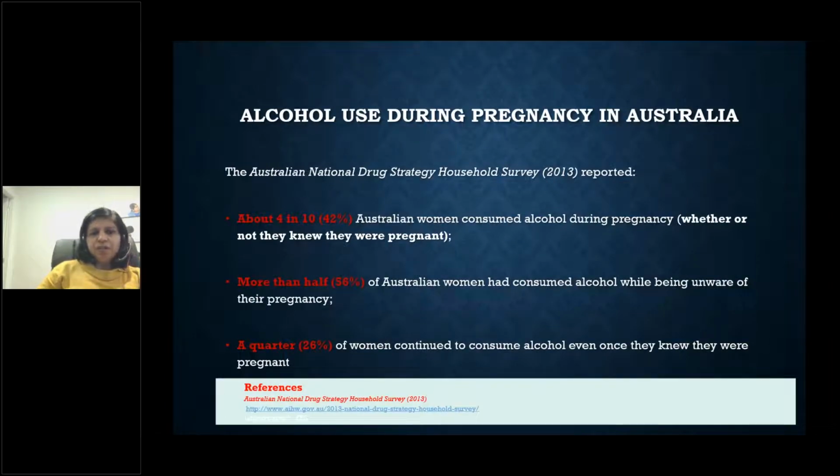Now, according to some of the facts of alcohol use during pregnancy, according to the Australian National Drug Strategy Household Survey, which was done a few years back, about 4 in 10, that is 42% of Australian women, consumed alcohol during pregnancy, whether they knew they were pregnant or not. And more than half, about 56%, had consumed alcohol while being unaware of their pregnancy. And a quarter, that is 25% of women, continued to consume alcohol even once they were aware they were pregnant. So you can see that it is very variable how females will change their behaviors in terms of alcohol consumption after knowing they are pregnant. Most of them, of course, will modify, but 26%, which is a very high percentage, may not change their behavior.